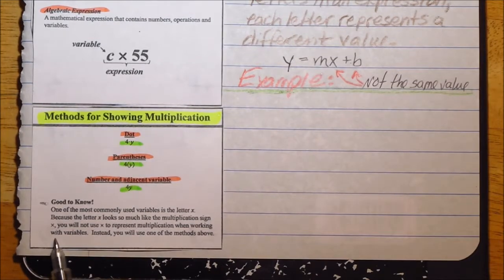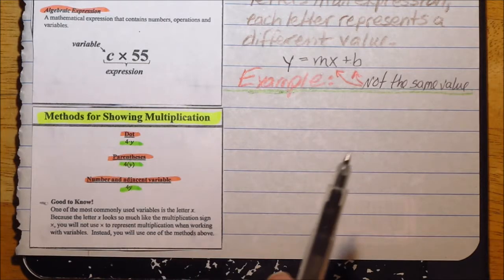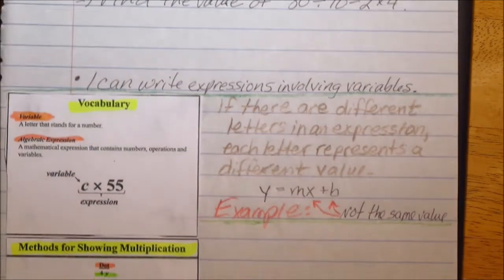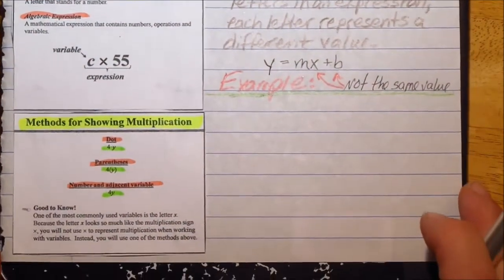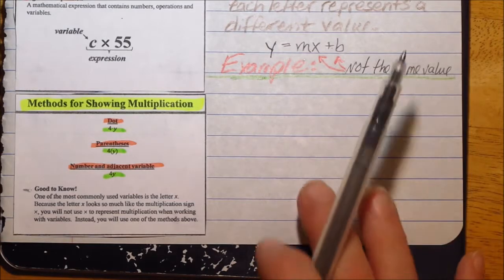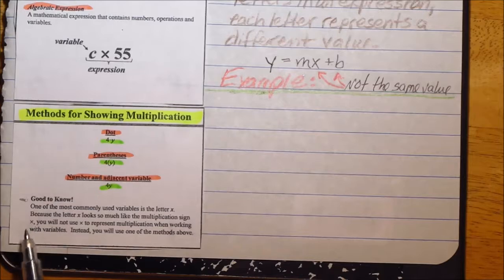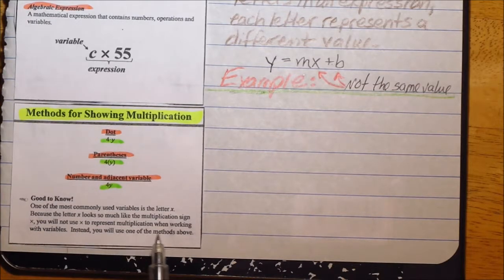All right, so let's see. What does the good to know say? One of the most commonly used variables. Oh, this explains why, kind of like what I was talking about up here. I don't know why they showed this X like that. That's kind of weird, because down here in the good to know, what do they say? One of the most commonly used variables is the letter X. Because the letter X looks so much like the multiplication sign, this little x, you will not use x to represent multiplication when working with variables. Instead, you'll use one of the methods above: the dot, the parentheses, or simply putting them adjacent like this.